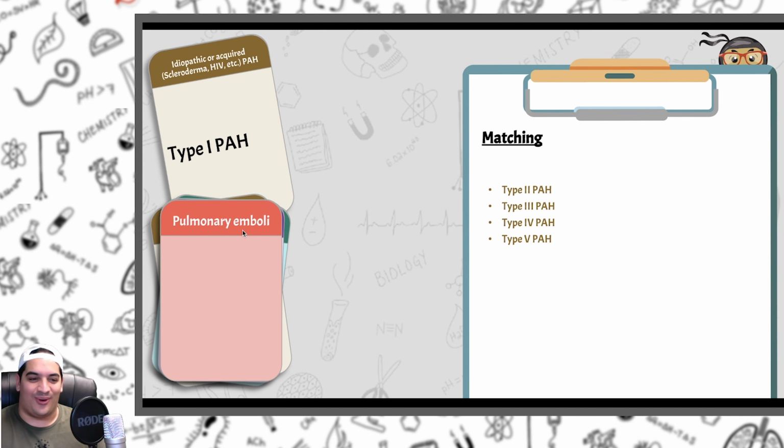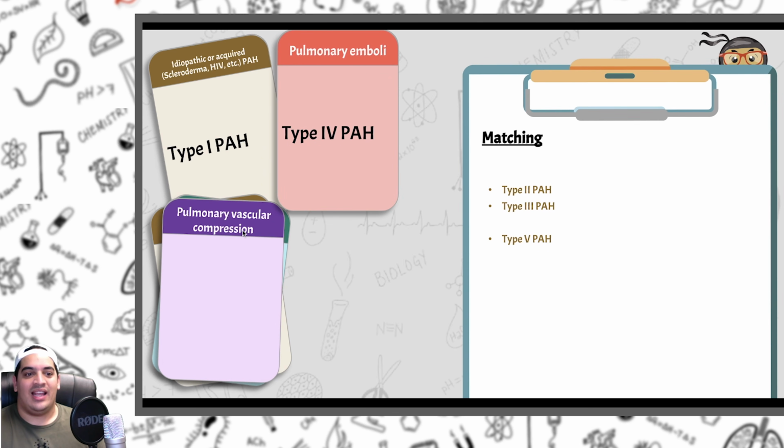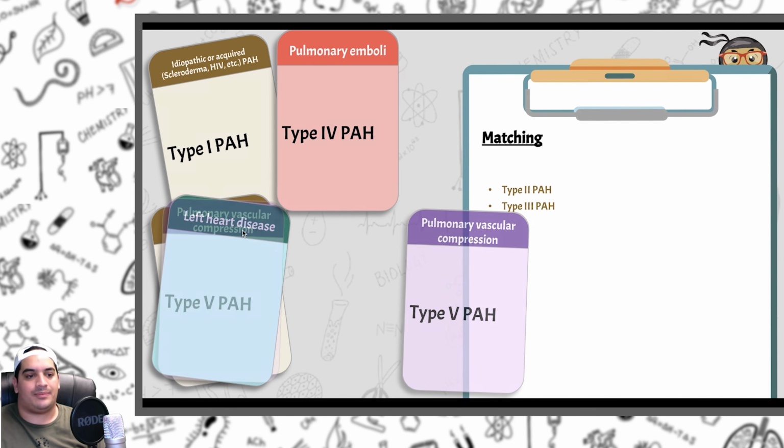No, that's type 4. Type 4. Type 3 is the lung. That's lung problems. If it's from pulmonary vascular compression from outside in the mediastinum, like a granuloma, a tumor, or a mediastinal mass of some kind, and it's compressing on the pulmonary vessels and increasing the pressure proximal to that, that would be a type 5.